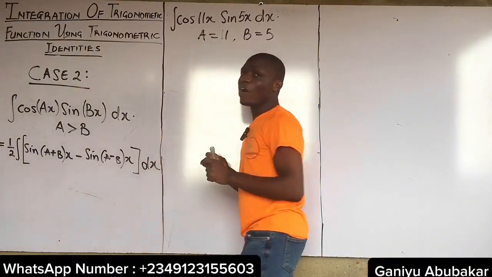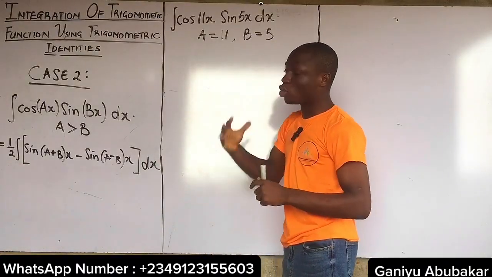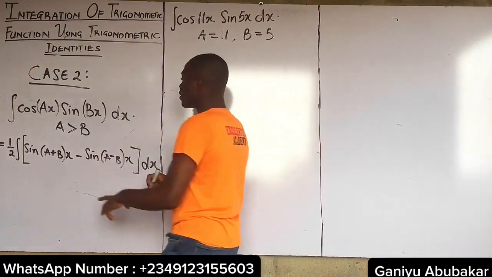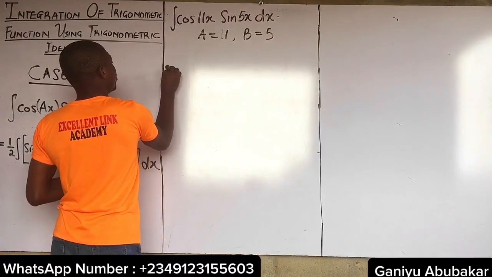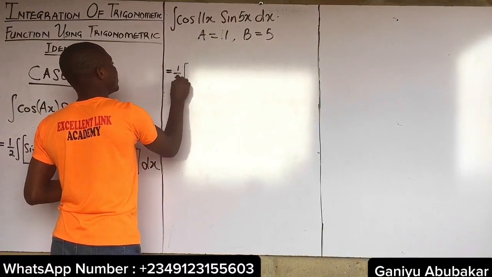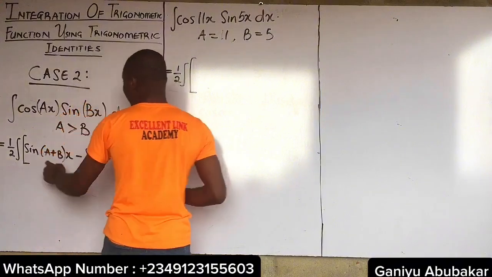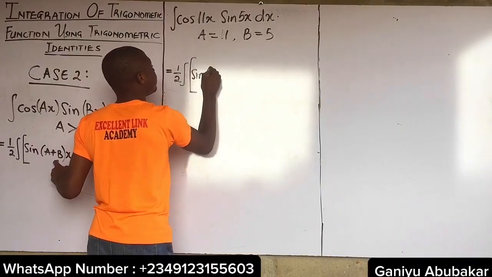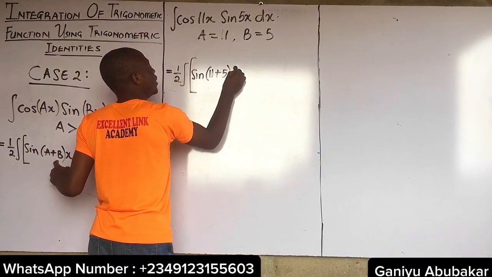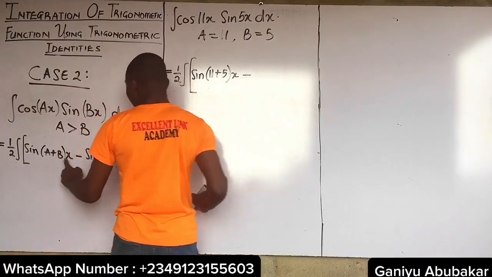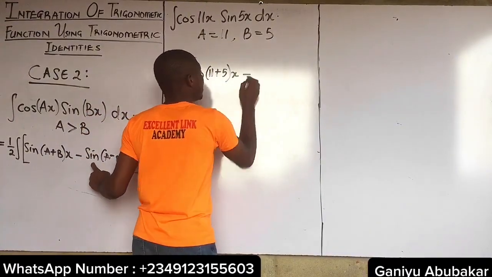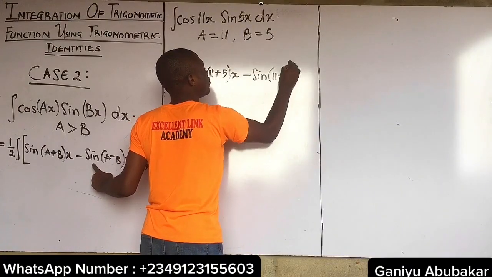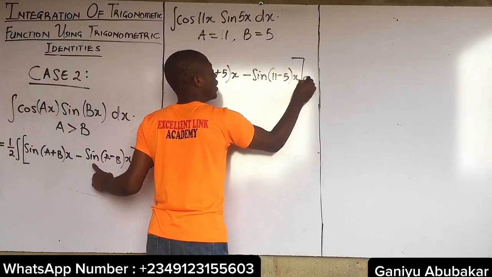The idea of solving any problem under integration of trigonometric functions is that you must recall the mathematical expression. All right, for this one now, I will have it equal to 1 over 2 integral of, we said sine comes first, sine (a plus b), that becomes 11 plus 5, then x at the back, minus, as you can see here, sine into (a minus b), which becomes 11 minus 5 of x, all into what?